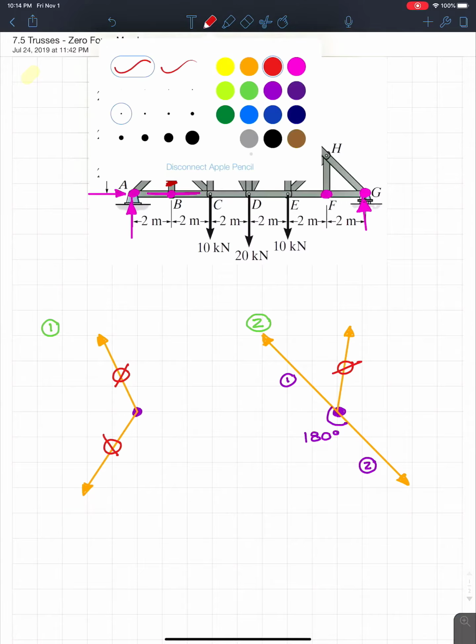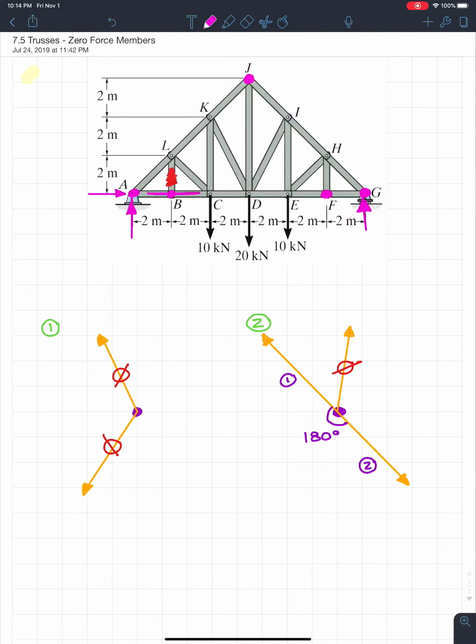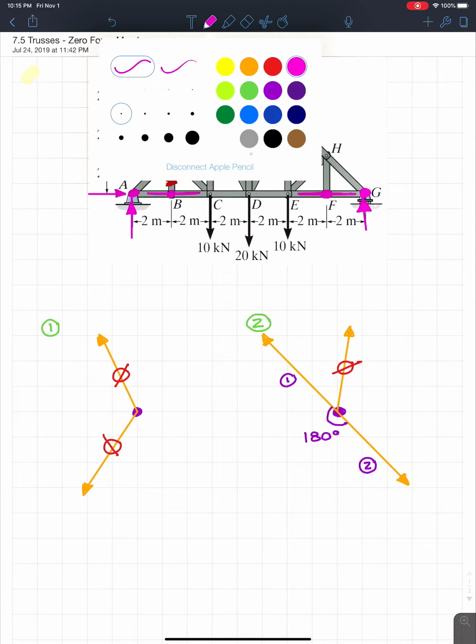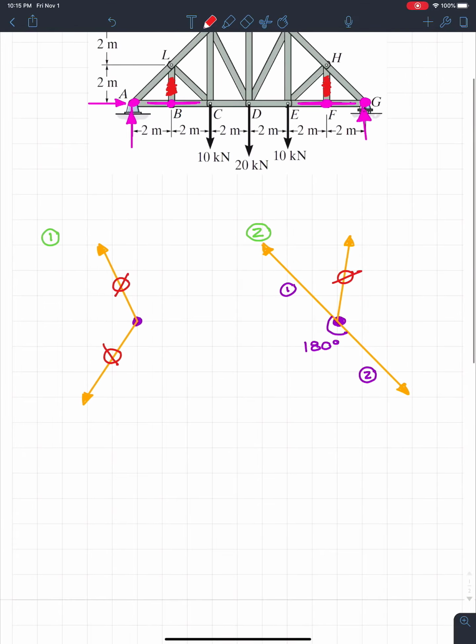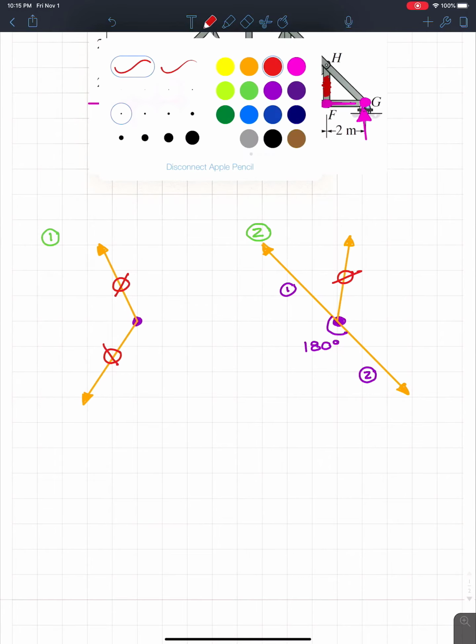Now, if I go look at joint F, I see that I have the same situation. I got 2 collinear members at the bottom like this. There's no external load at F. Therefore, the third member, which is HF, is going to be zero force. So it's as simple as that. And if you guys want proof of this, let's draw out joint F and just see what happens.